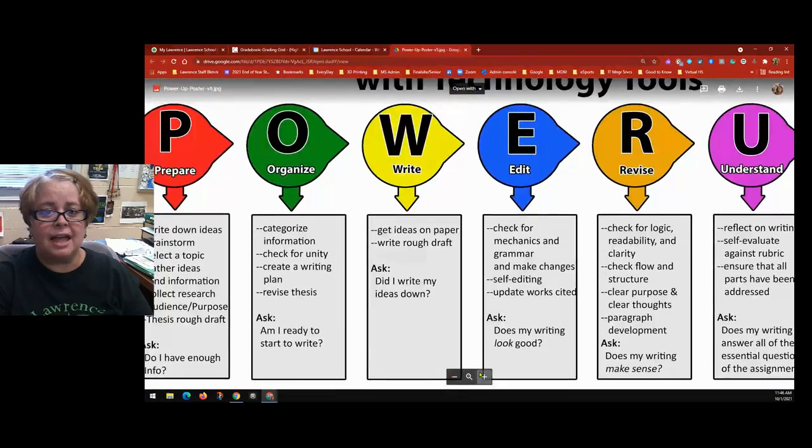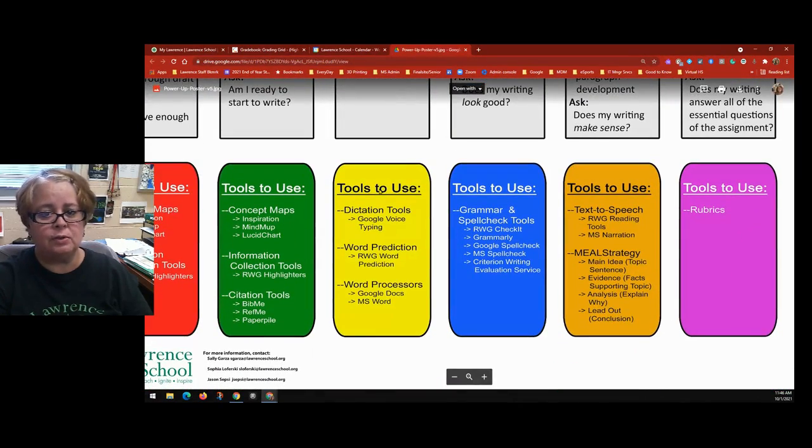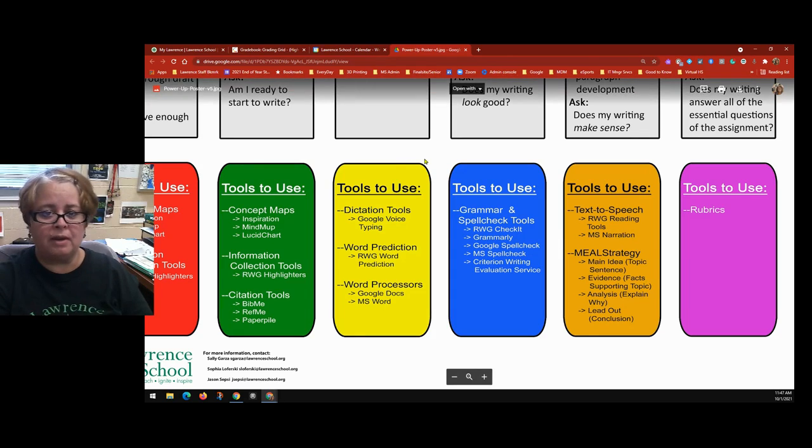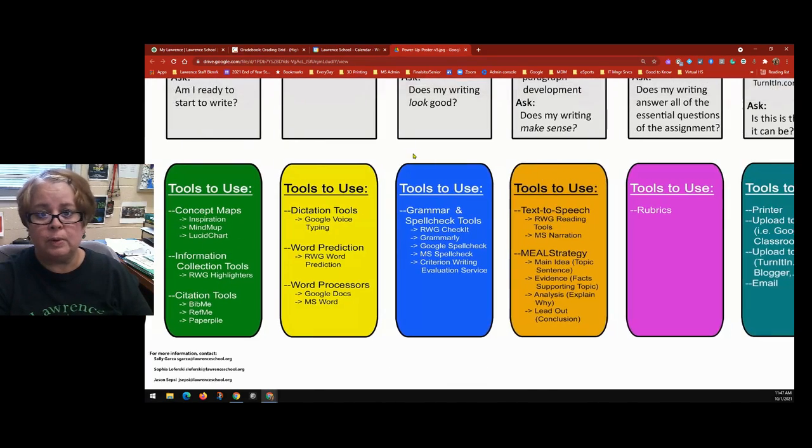When you're writing on the write stage, notice what tools you can use. You can type. You can use Google Voice Typing. You can use word prediction. And you could also just use a word processor like Google Docs or Microsoft Word, whatever you're used to doing.